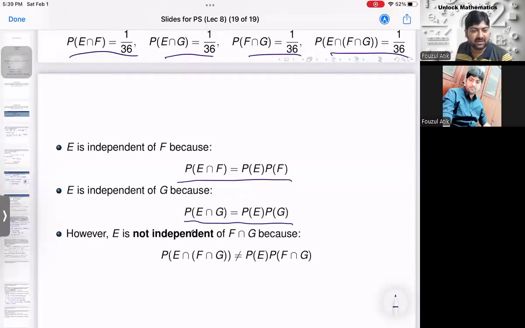E and F are independent. E, F, G are independent. But E is not independent of F intersection G. Why? Because P of E, this value is equal to 1 by 6, whereas this value is equal to 1 by 6 into 1 by 6. So they are not equal. So therefore, E is not independent of F intersection G. Clear? It's an easy problem. Okay.